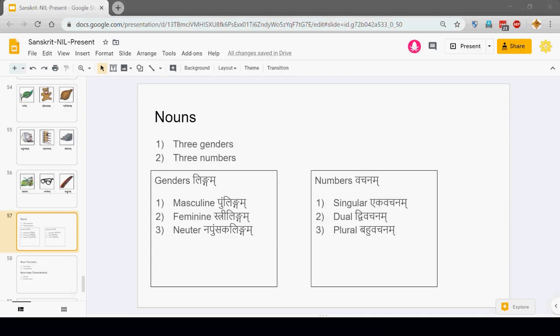So a noun word can have one of the three genders, and also a noun can be used in one of the three numbers. In Sanskrit there are three numbers. In English there is a singular number and a plural number. If there is only one bed, you use a singular form of that noun. Bed means one bed, singular form. If there are more than one bed, then we use plural form.